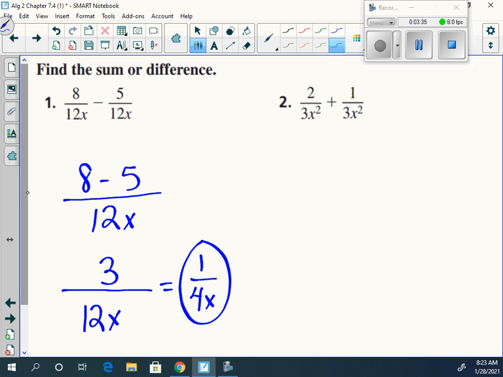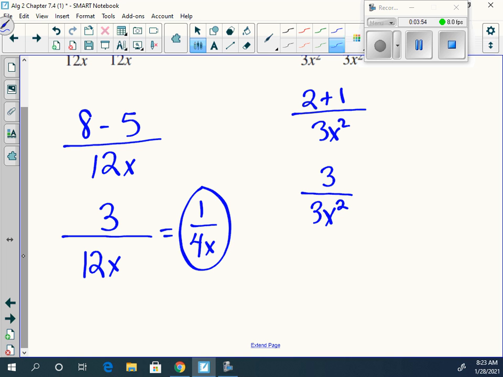Let's look at the other, number 2. So we have 2 over 3x squared plus 1 over 3x squared. Can we add these together? Well, 2 plus 1 gives us 3 over 3x squared, which is 1 over x squared.